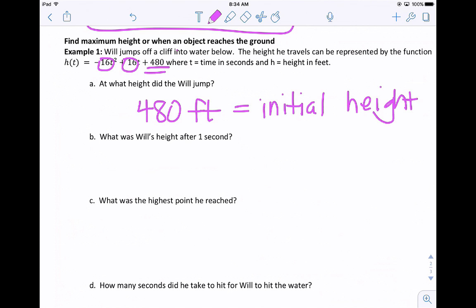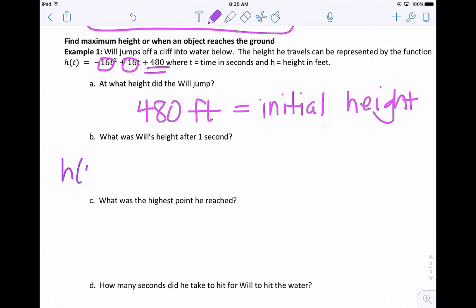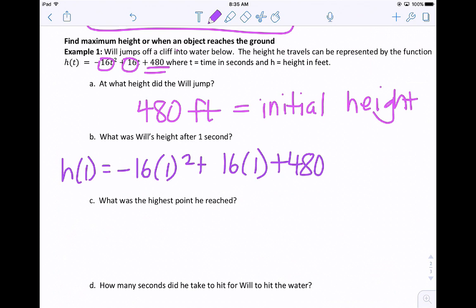Okay, what will Will's height be after 1 second? So we just have to plug in a 1. And if we do that, we get 480 feet. So what happens is, if I draw a picture of this, he starts at 480 feet, he jumps up and then down. So at 1 second, he's at 480 feet again.